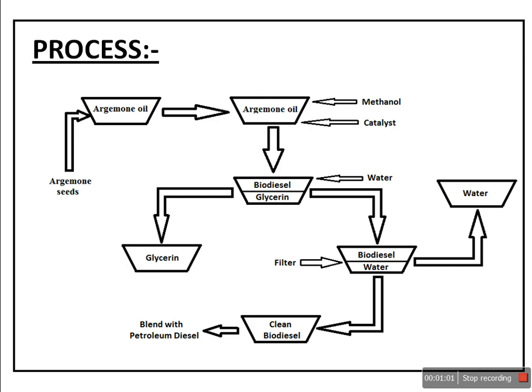Processes involved during the project: collection of Argemone seed, conversion of Argemone seed into Argemone oil. Argemone oil is allowed to react with methanol and a catalyst. This is the transesterification process. The product we obtain from this is allowed to cool down for 20 hours to separate the glycerin from the byproduct. Then this byproduct goes for water wash to get the clean biodiesel.